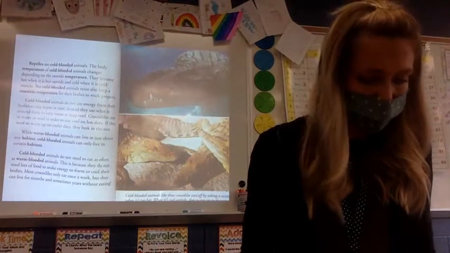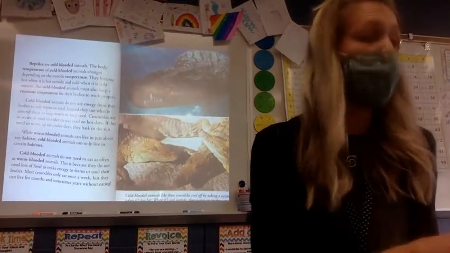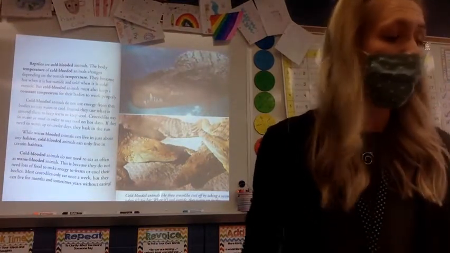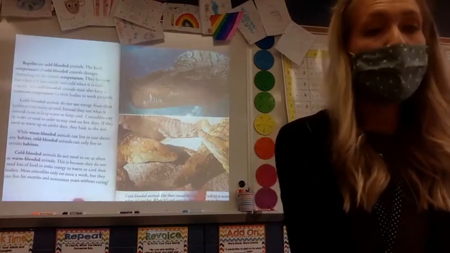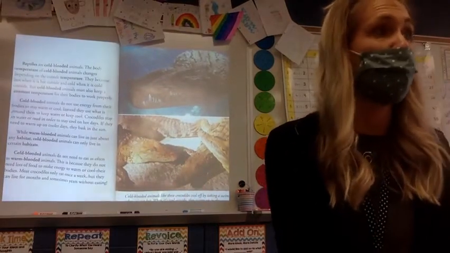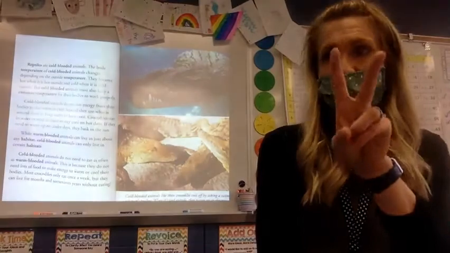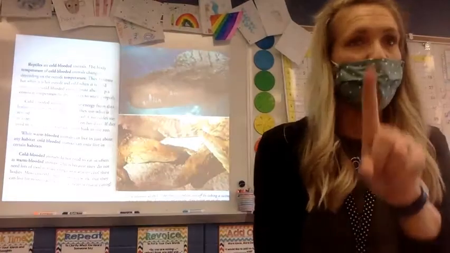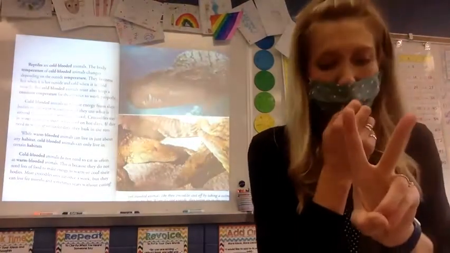Third graders, I am going to let you finish up this text, reading the final two pages on your own. Really pay attention to the picture and the caption. I don't want you to read it once. I want you to read it twice.